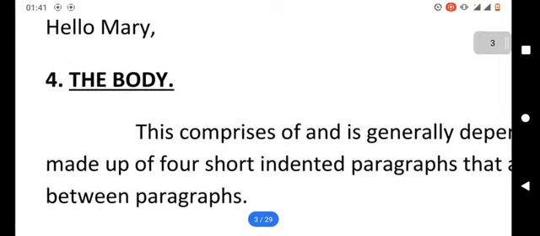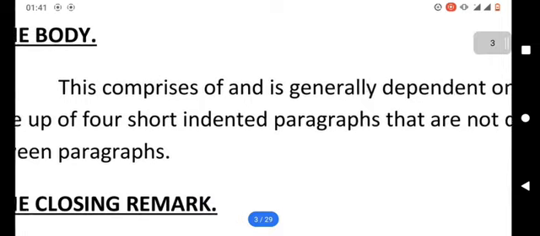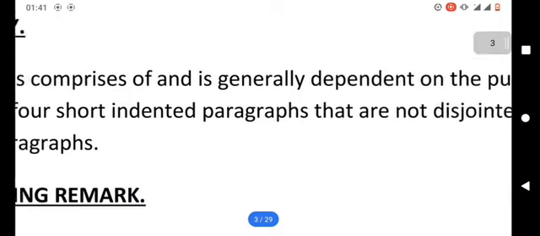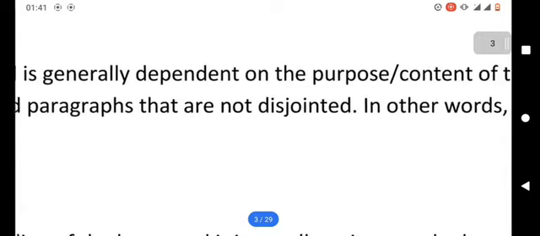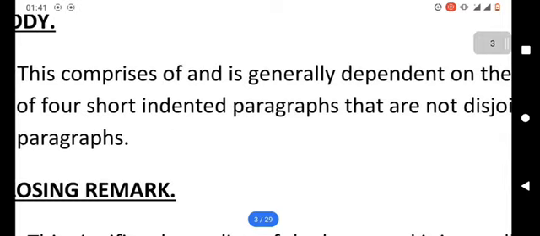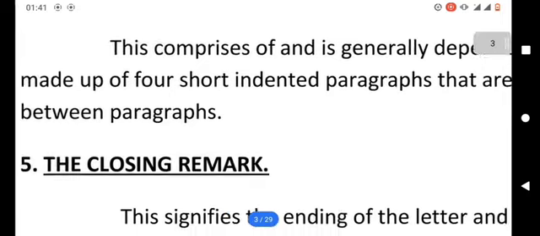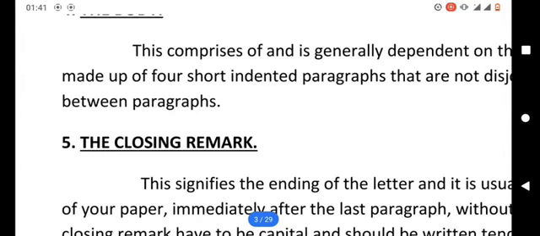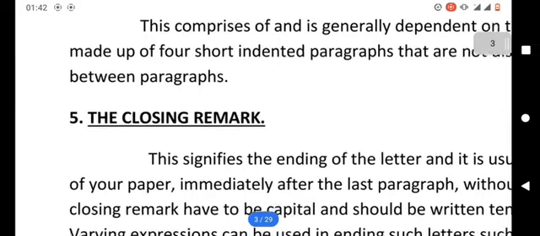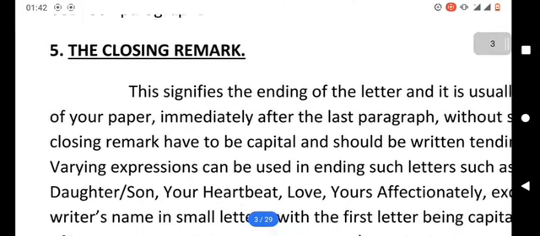The body generally depends on the purpose or content of the letter, and is made up of four short indented paragraphs. The language used here is casual and friendly, because the person you are writing to is someone you know, as a friend or an acquaintance. Then item number 5 is the closing remark.